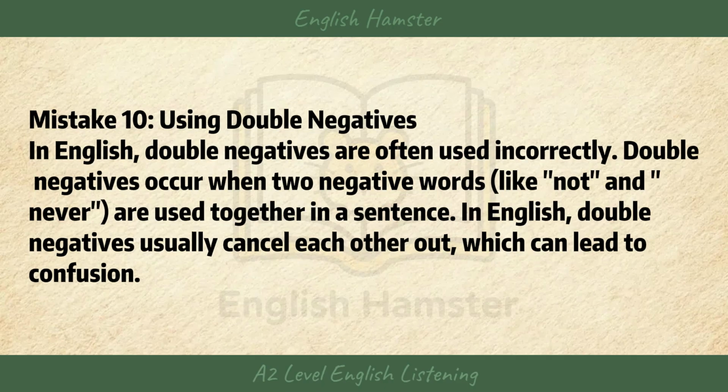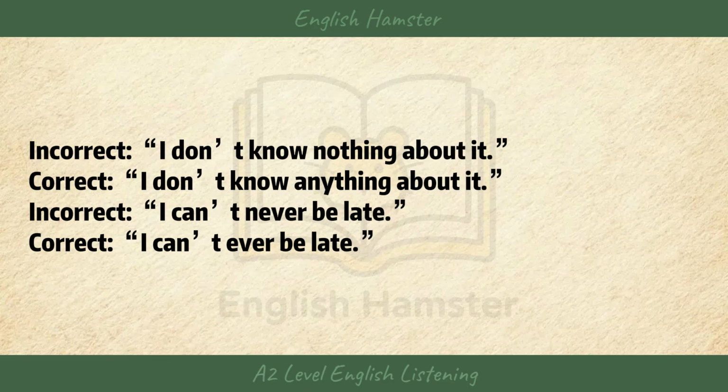Mistake 10. Using double negatives. In English, double negatives are often used incorrectly. Double negatives occur when two negative words, like not and never, are used together in a sentence. In English, double negatives usually cancel each other out, which can lead to confusion. Incorrect: I don't know nothing about it. Correct: I don't know anything about it.